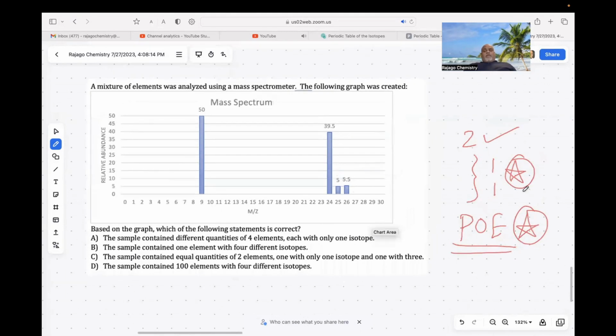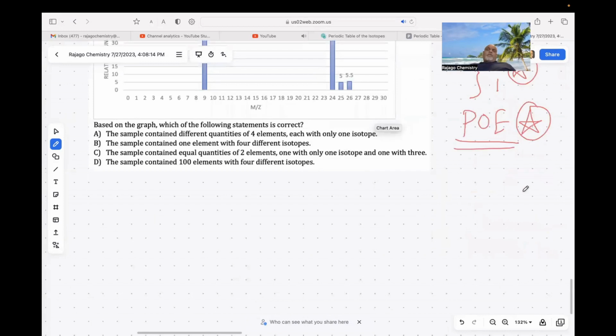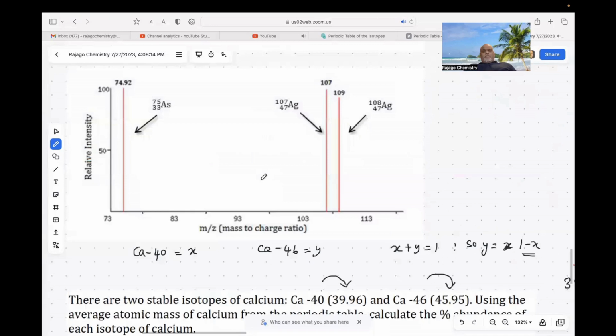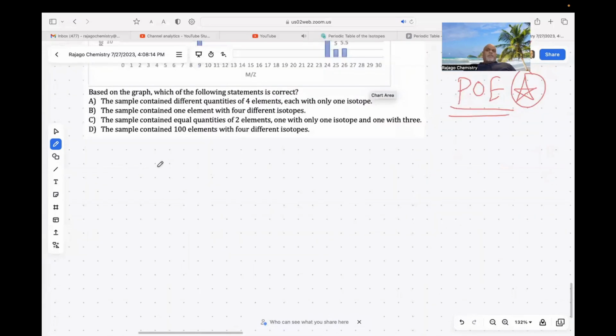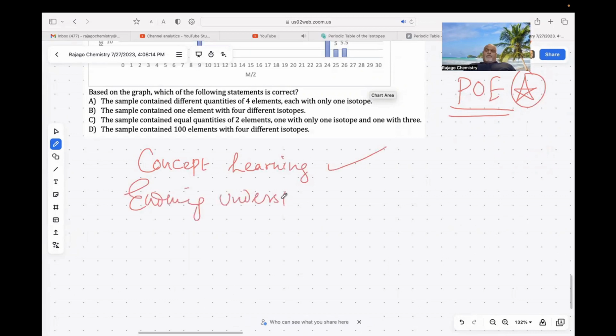So you have to be practicing more on these problems. As I told you, we have learned the concept, but concept learning is not success. Concept learning is one part, but there is enduring understanding. Solving problems is the key. That's very important. Okay, we'll see you in the next class.